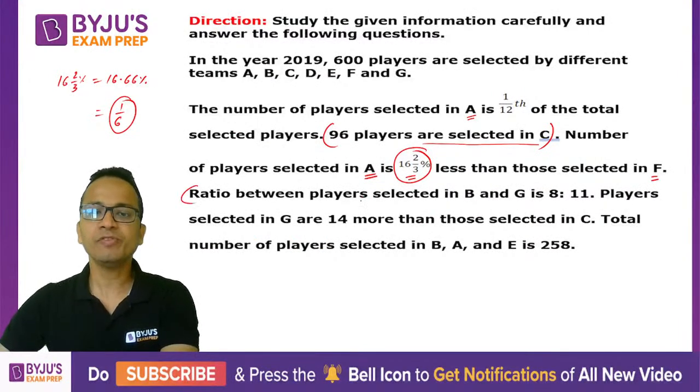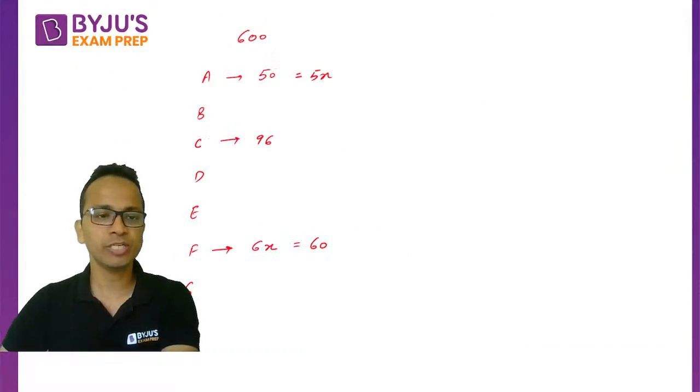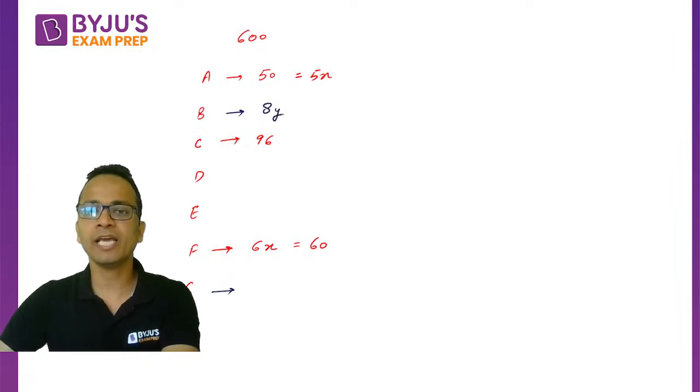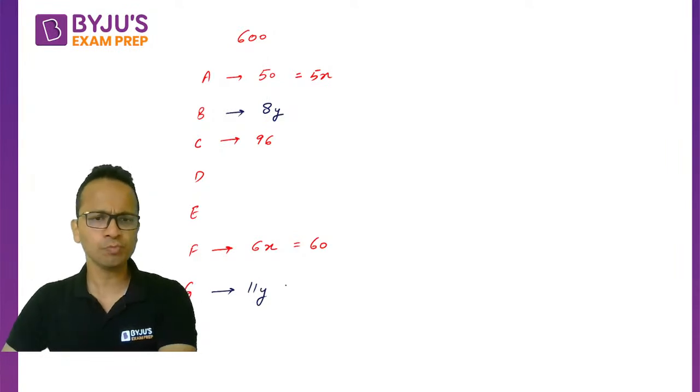The ratio between B and G is 8:11. Okay, so B and G का ratio दिया हुआ है. So 8:11 is the ratio of B and G. So I can assume them as 8y and 11y.